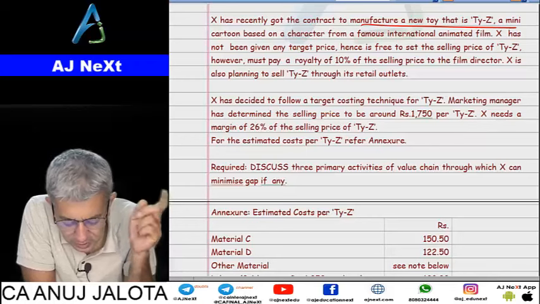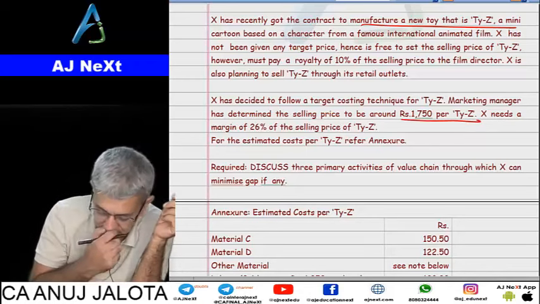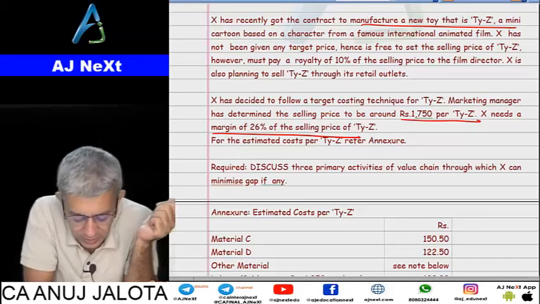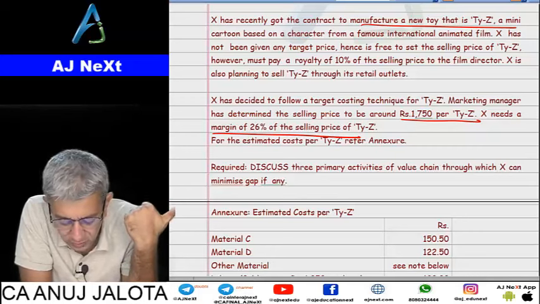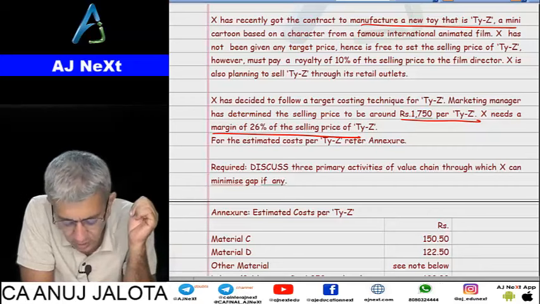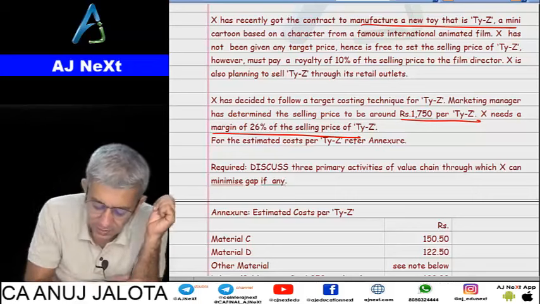The marketing manager has determined the selling price to be around 1750 per TYZ, and X needs a margin of 26% of the selling price. So 1750 will be the target price, and we need a profit margin of 26%. For the estimated cost per TYZ, refer to the next chart.